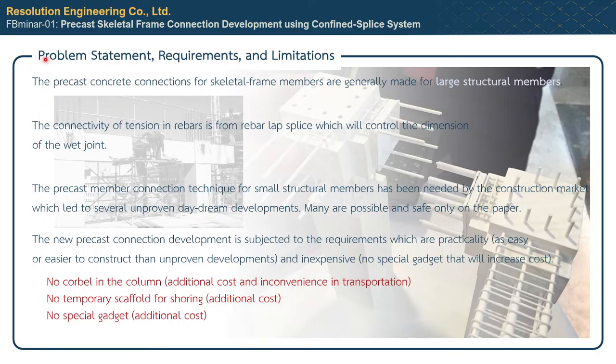Okay, so here's, let's call it the problem statement, but it is the drive for me. Precast concrete connections for skeletal frame members are generally made for large structural members, as mentioned. The reason was given already. Connectivity of the tension in rebars comes from the rebar lap splice.